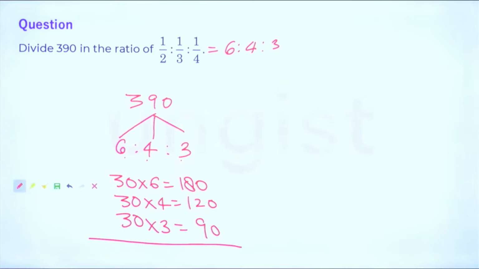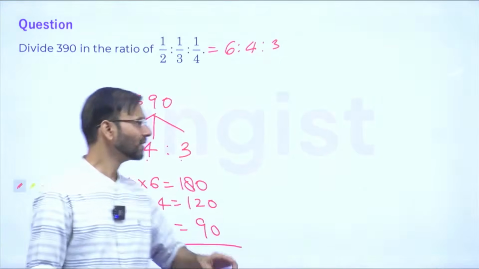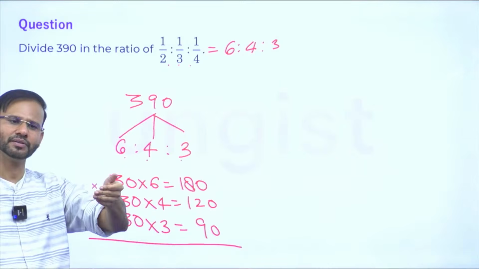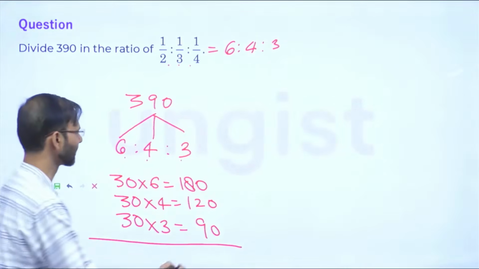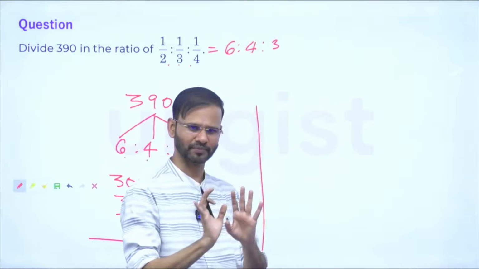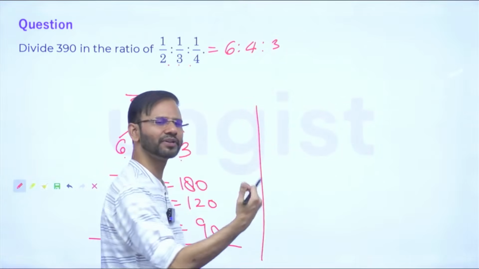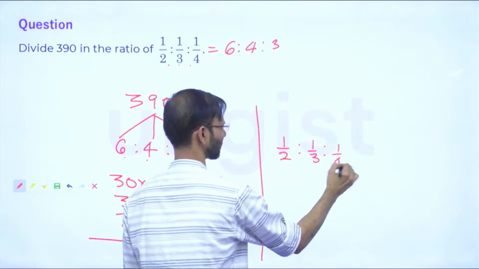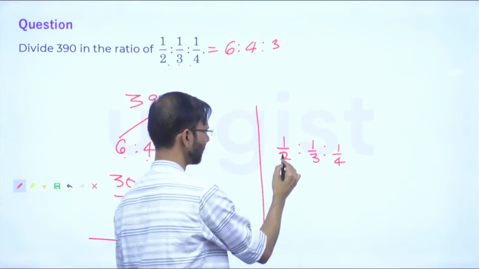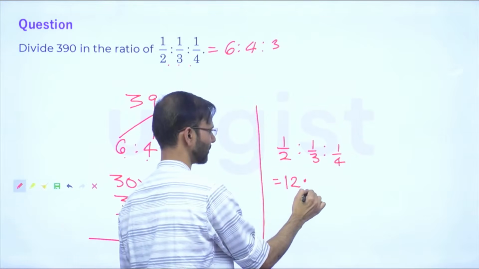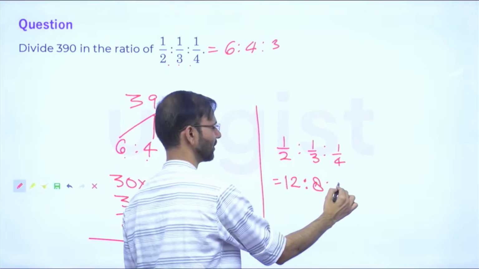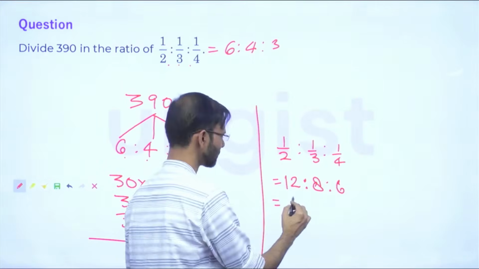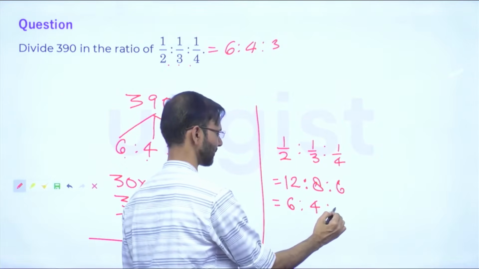How the LCM? See, if you are not comfortable with the LCM, just multiply these 3 terms. 2, 3, 4. Right? What are you going to get? 24? Suppose that you are getting 24. If you are not comfortable with the LCM for the time being, okay? But gradually you will also get the LCM. So 1 by 2 is to 1 by 3 is to 1 by 4. So just multiply them, 24. So 24 into this will be what? 12. 24 into this will be 8. 24 into this will be 6. And all the numbers are multiples of 2, so they will be divided by 2, so 6, 4, 3.